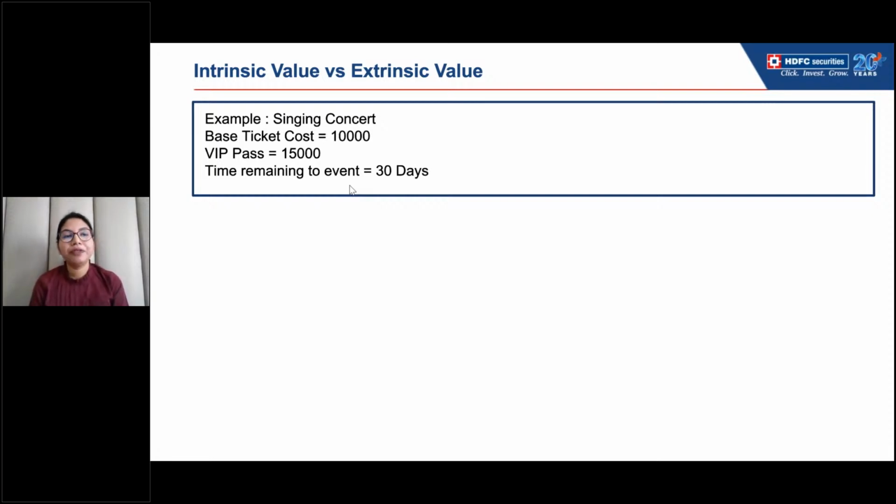Now what is the difference between these two tickets? आपको वैल्यू एडिशन क्या मिलेगा वीआईपी में? वीआईपी में you will get the access of front rows, you will be able to go in backstage, you will be able to meet the singer, you will get the allocated parking. There are a lot of other value added services in the VIP pass that you're getting. Okay, so now this is the basic example of the intrinsic value and the time value.